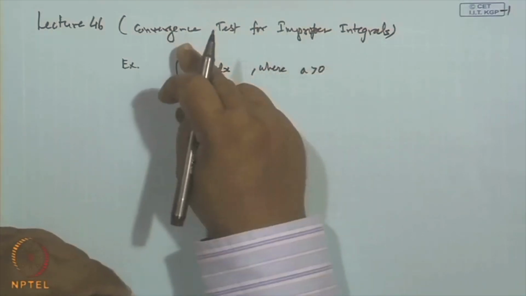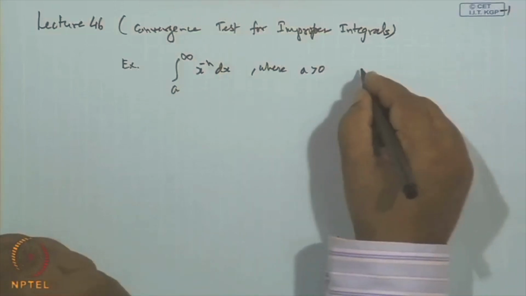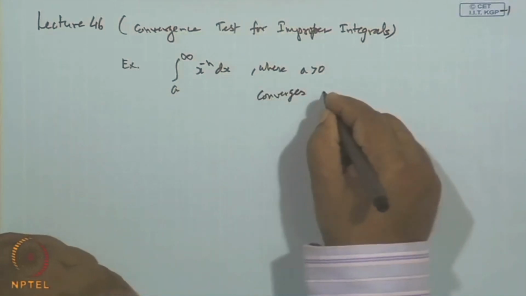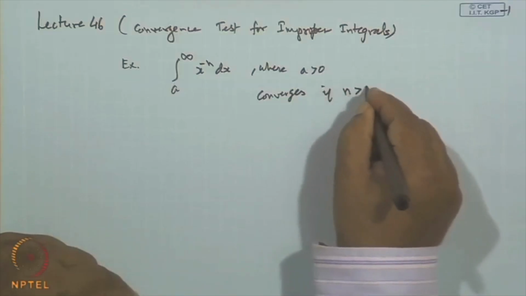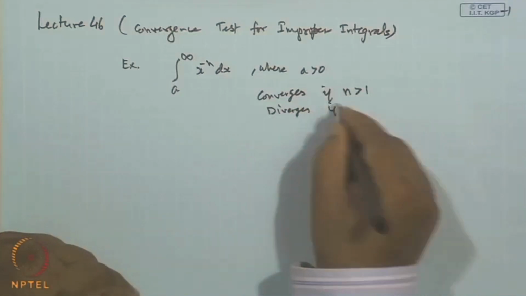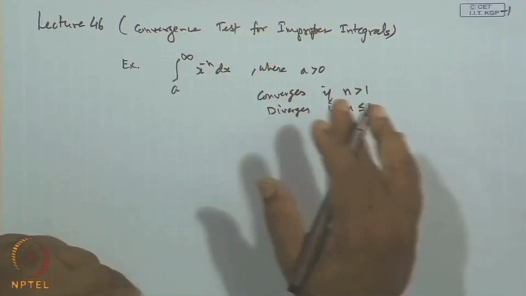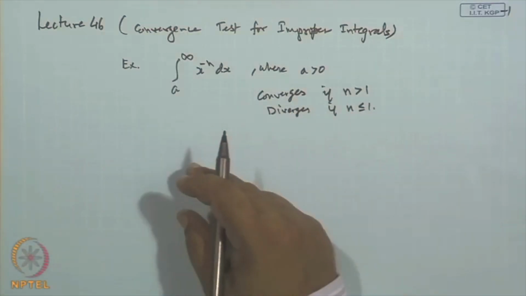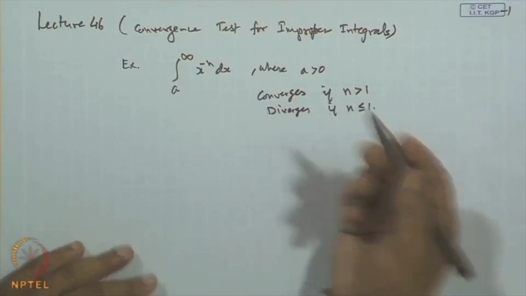This is an improper integral of the kind 1, and we say this integral converges if n is strictly greater than 1 and diverges if n is less than or equal to 1. So this we have seen as an example, and it will be used for future work.